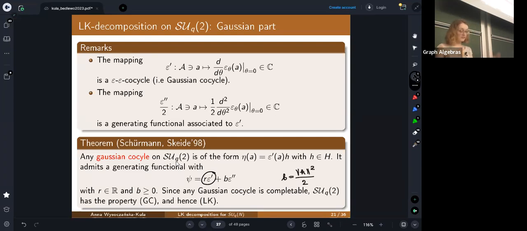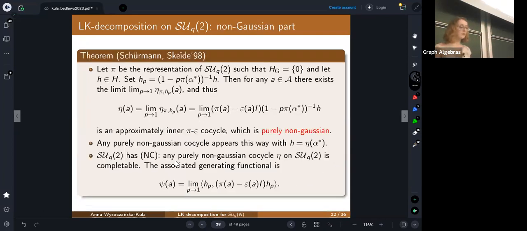Okay, so now since this remark shows that any Gaussian cocycle has a generating functional, it means that it's completable. And so SUq2 has the property that I called GC, and hence it has this property of Lévy-Khintchine decomposition. So any functional can be decomposed. So this solves our question whether it's possible to decompose a given generating functional. But of course, it would be nice to know also what is this remaining part.